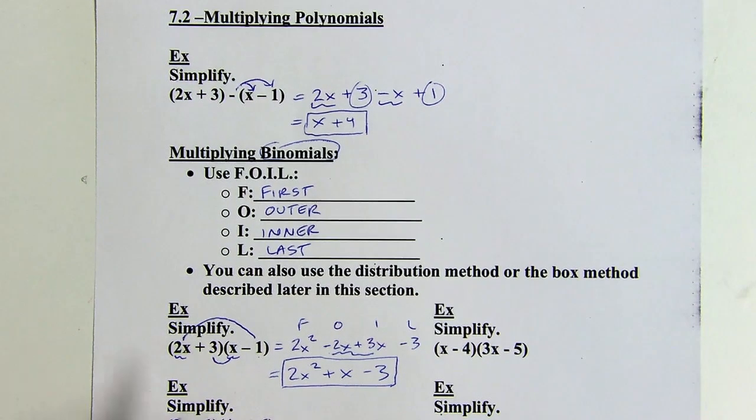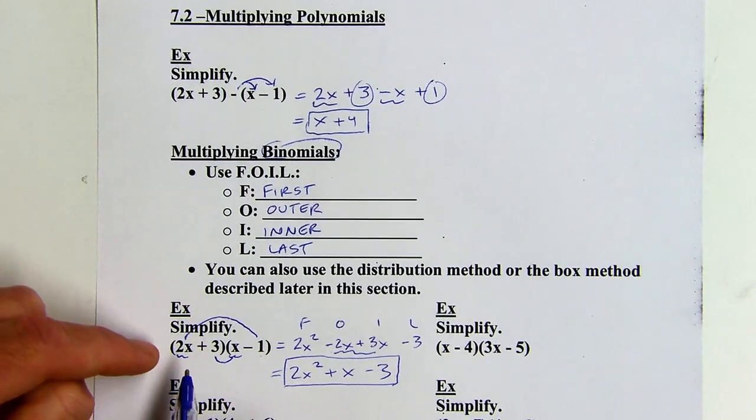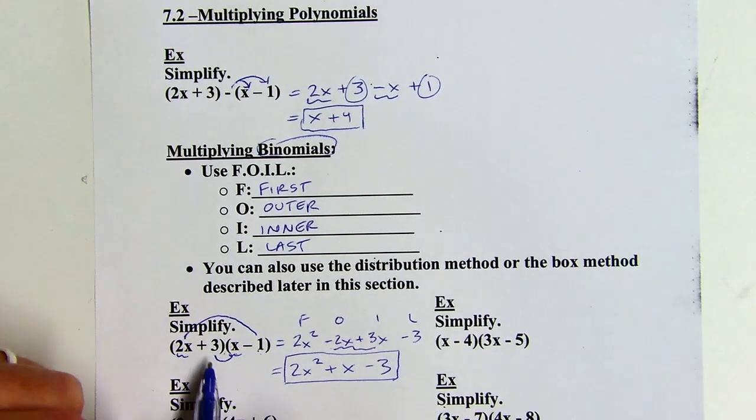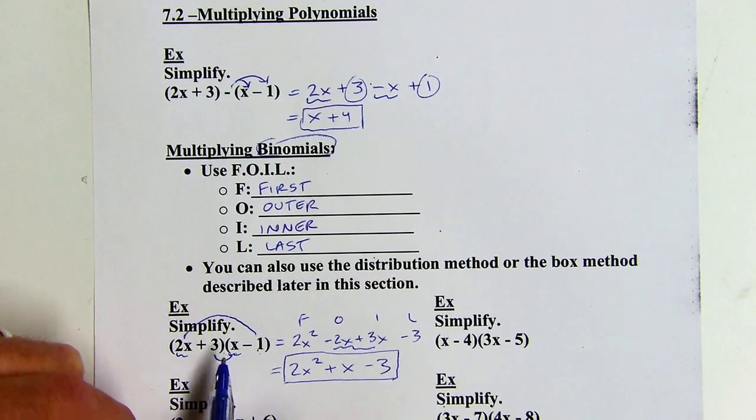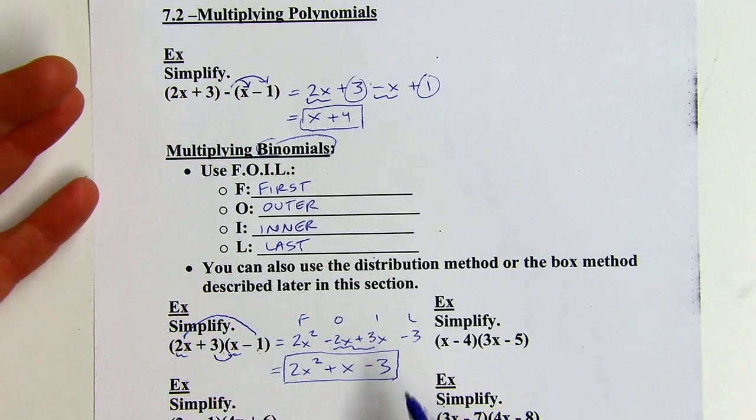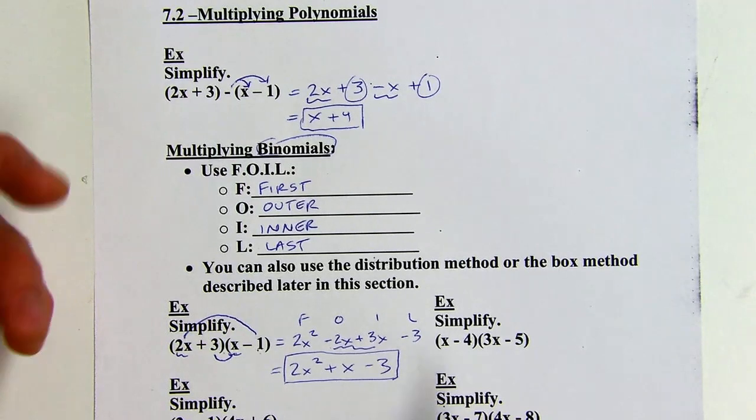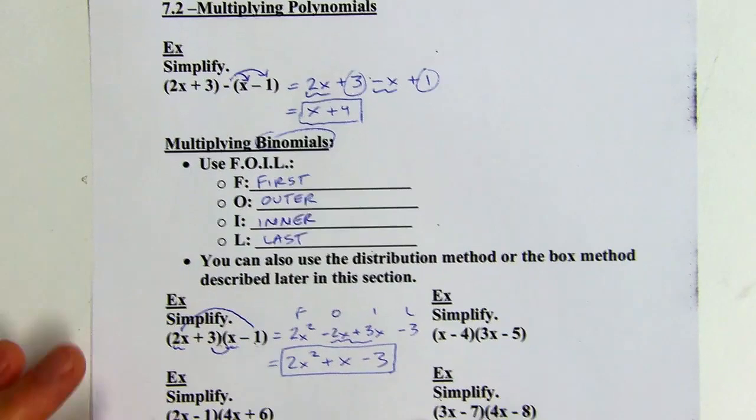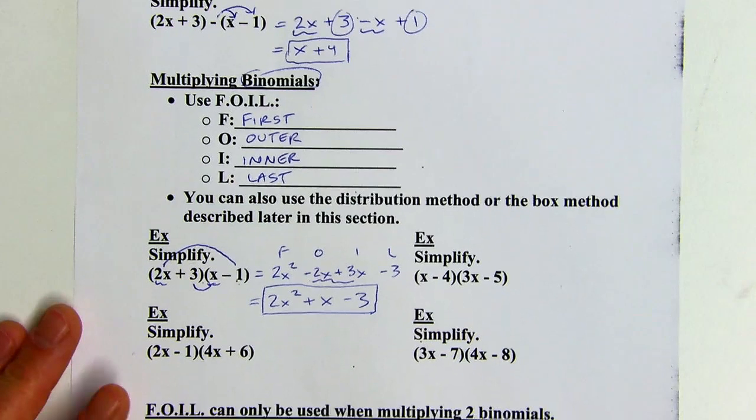Okay, all right, so the distribution method, you could distribute the 2x into both of these, then distribute the 3 into both of these. And that's totally fine. It's actually the same thing. That's what we're doing when we're foiling. It's just a way to keep track of all the pieces so you don't forget any of the distributing or do any of the distributing twice. Okay? All right, so let's try a couple more here.